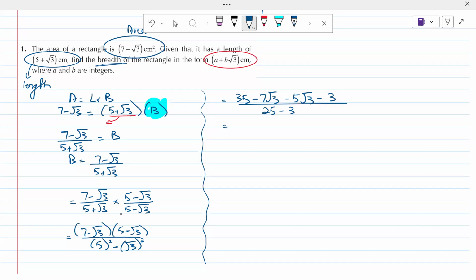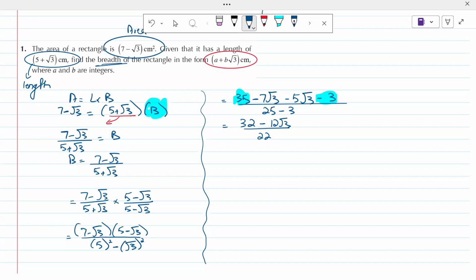Simplifying it further, 35 minus 3, the like terms, 35 and this 3 when added, would give us 32. And the other like terms are minus 7 root 3 and minus 5 root 3. When added, that would give us minus 12 root 3 upon 22.